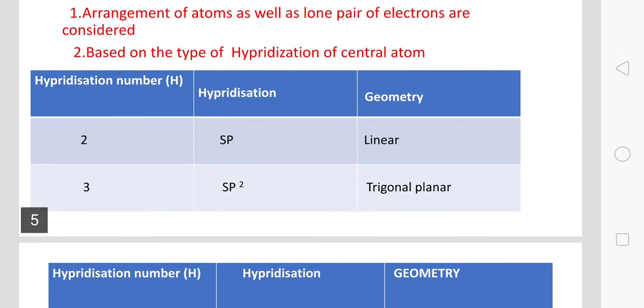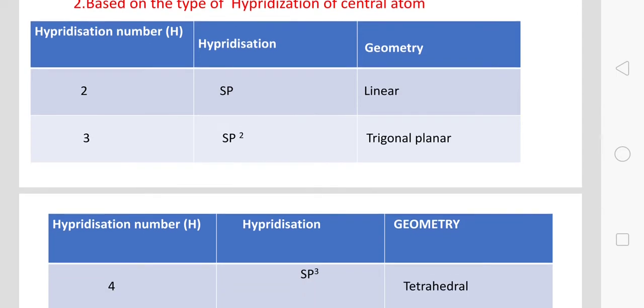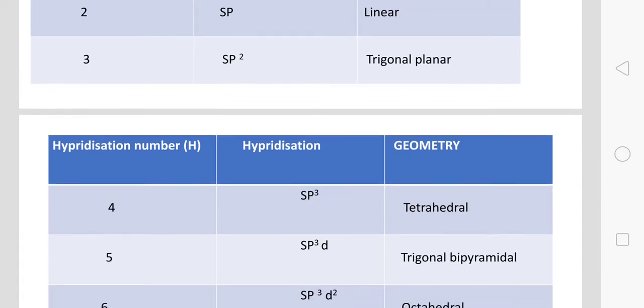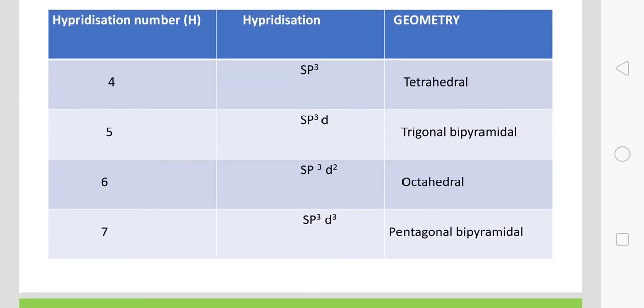For hybridization number 2, the hybridization is sp, geometry is linear. For hybridization number 3, the hybridization is sp2, the geometry is trigonal planar. For hybridization number 4, hybridization is sp3, geometry is tetrahedral. I have given up to 7. You copy it.